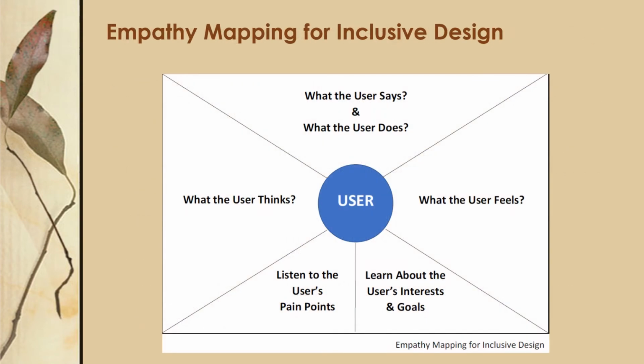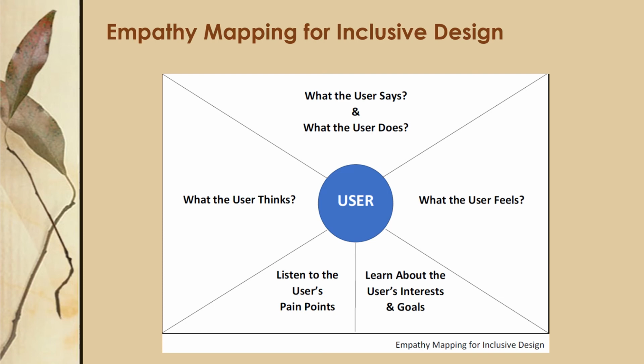Here's where empathy mapping can be useful for inclusive design. We can begin by listening to the user's pain points, what's troubling them, what's frustrating them as they're interacting with the current design solution. We can learn about their interests and their goals as they're interacting with the current design solution. And during our user research, we can look at what the user says, how they talk about the design solution, the kind of words they use, the kind of expressions they use when talking about it.